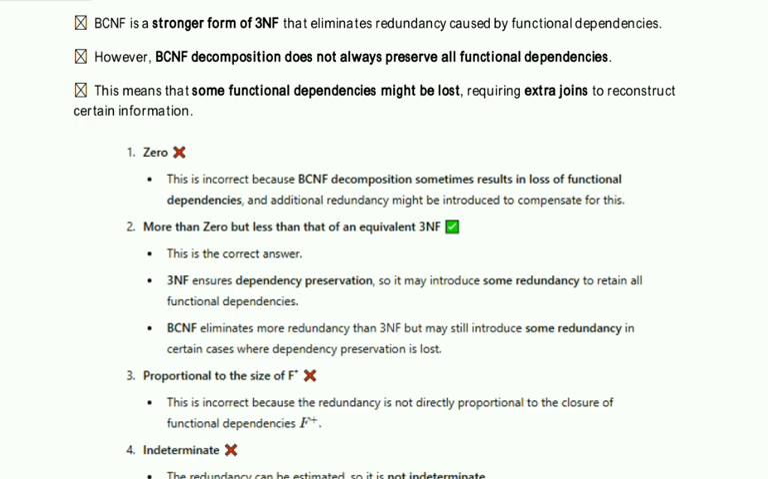So here option 2 is the correct one. Why? Because BCNF is a stronger form of third normal form. It will eliminate the redundancy caused by the functional dependencies, and BCNF decomposition doesn't always preserve all functional dependencies. So option 2 is correct: that is more than 0 but less than that of an equivalent third normal form. Third normal form ensures dependency preservation, so it may introduce some redundancy to retain all functional dependencies. BCNF eliminates more redundancy than third normal form but may still introduce some redundancy in certain cases where dependency preservation is lost. So option 2 is correct.